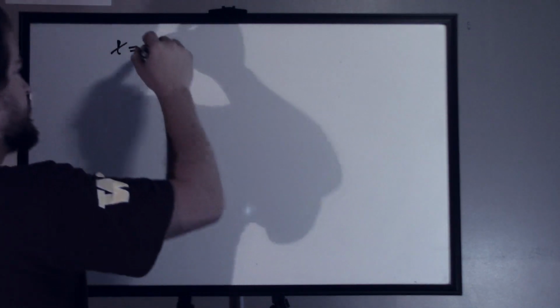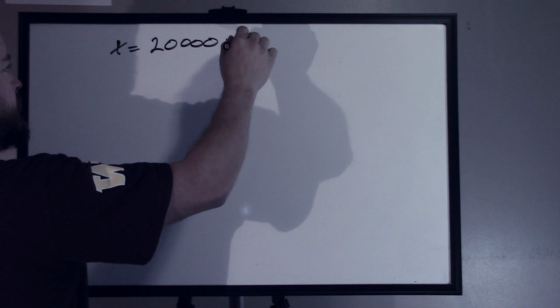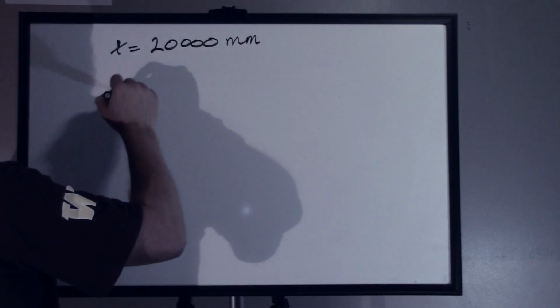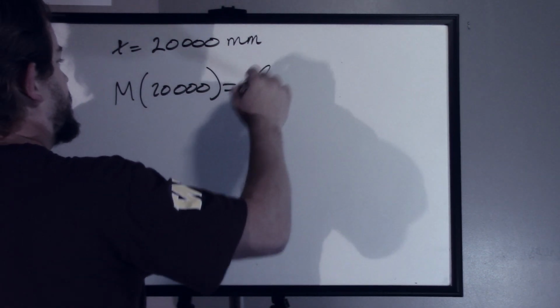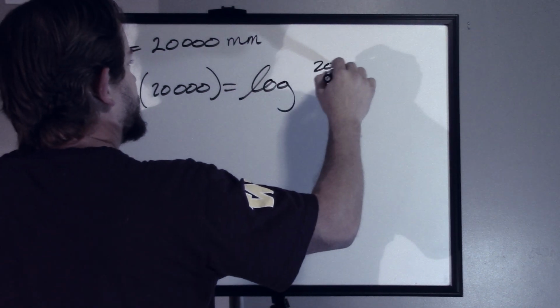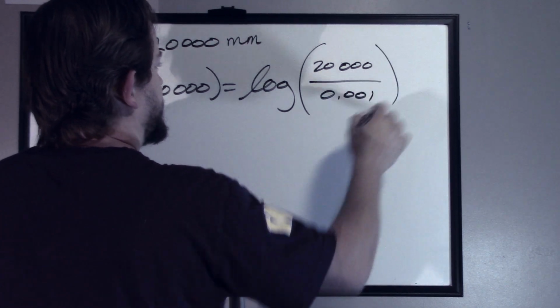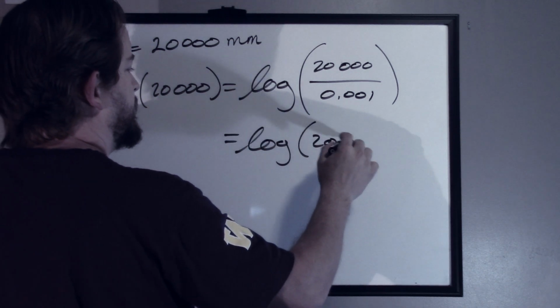Alright. Now I want us to do the same thing in the next example when x is much larger. That's 20,000 millimeters. That's a pretty big shake. So if I want to find the magnitude at 20,000, it is equal to the log of that 20,000 divided by 0.001, which is to say that's the log of 20 million.